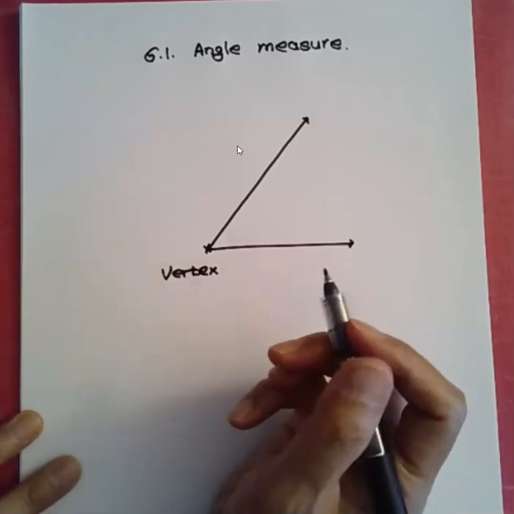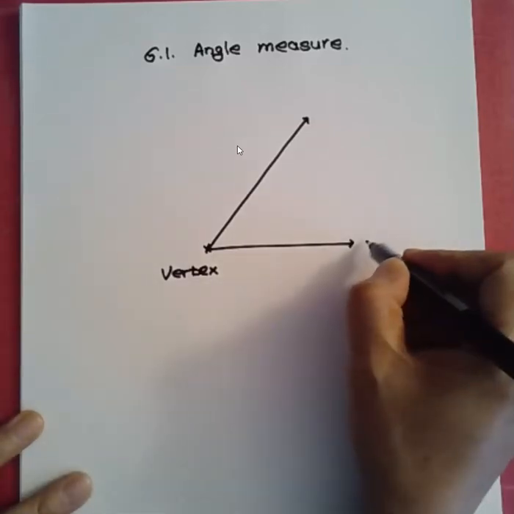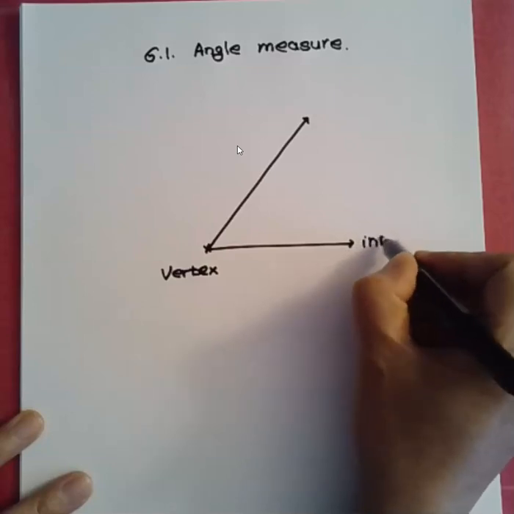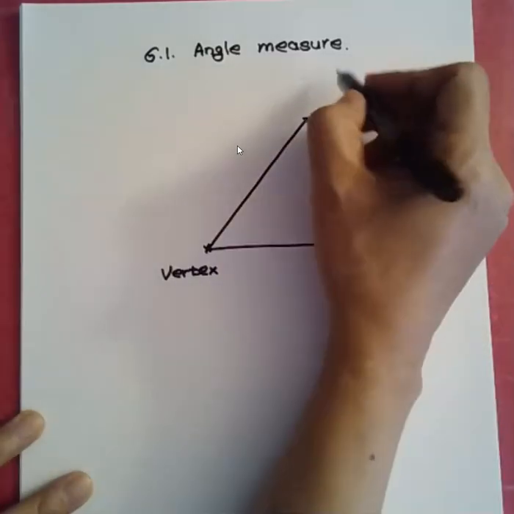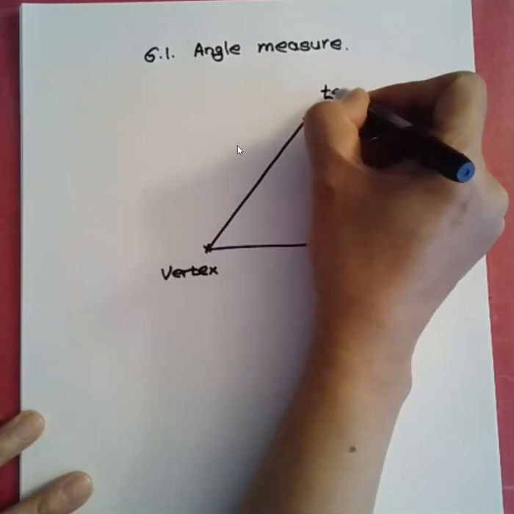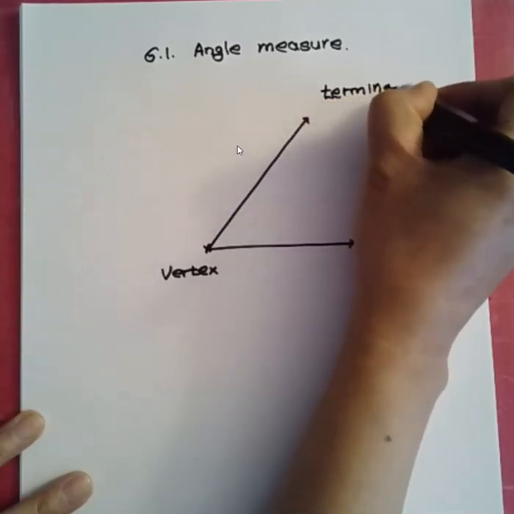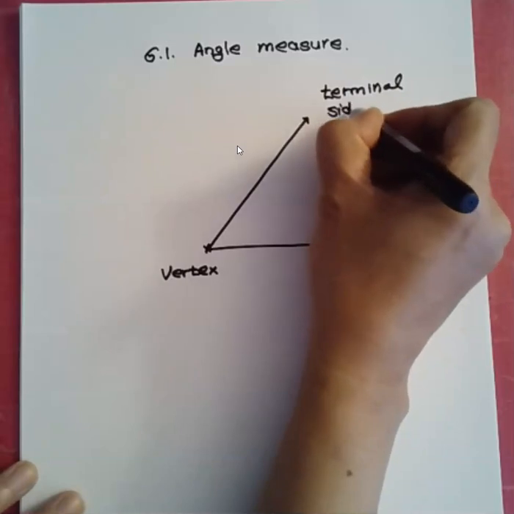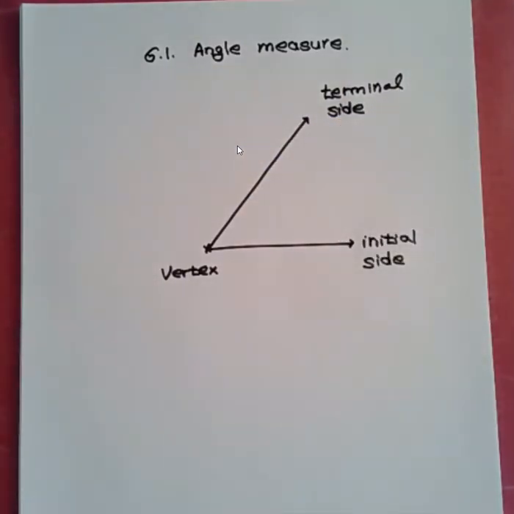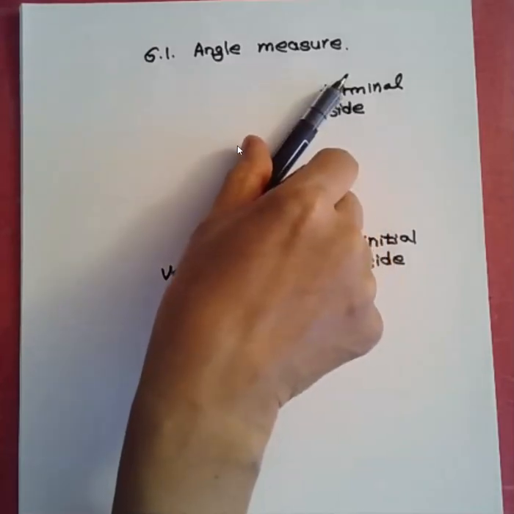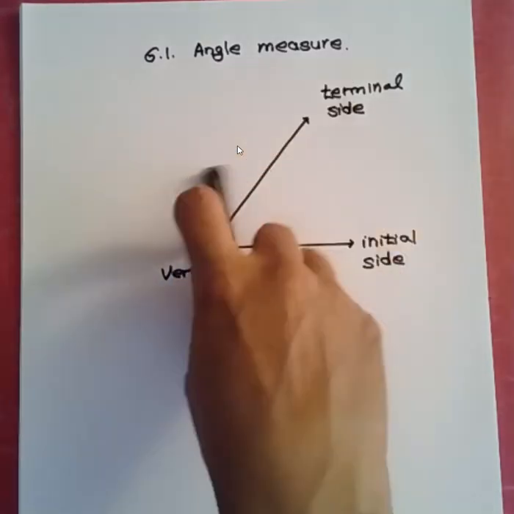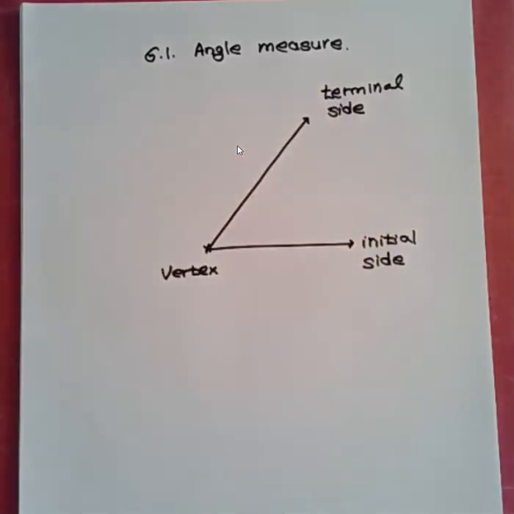There are two parts in the angle. One part is called an initial side. The other part of the angle is called a terminal side. The way we understand the angle is we rotate the initial side to get to the terminal side. We can do it counterclockwise or clockwise. You can rotate the initial side as many times as you want.